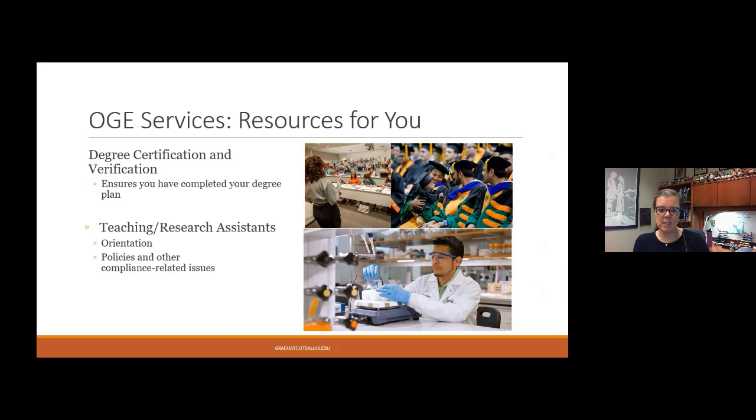We also behind the scenes do policy and other compliance related things, again designed specifically to make sure that you can be running your classes or running your labs, running your sections, making sure your undergraduate students are doing what needs to get done, and not worry about whether some random policy is being followed. We are here to help make sure that is done so that you can focus on what you need to be doing. Next slide, please.